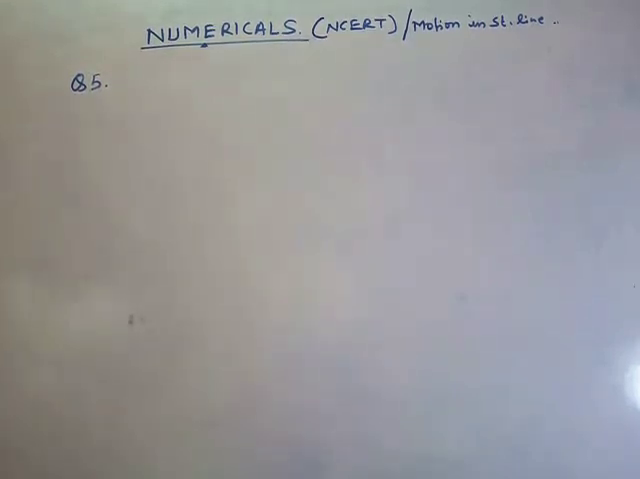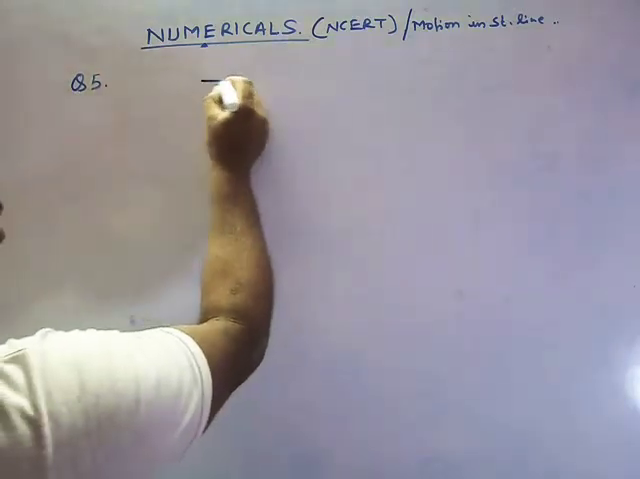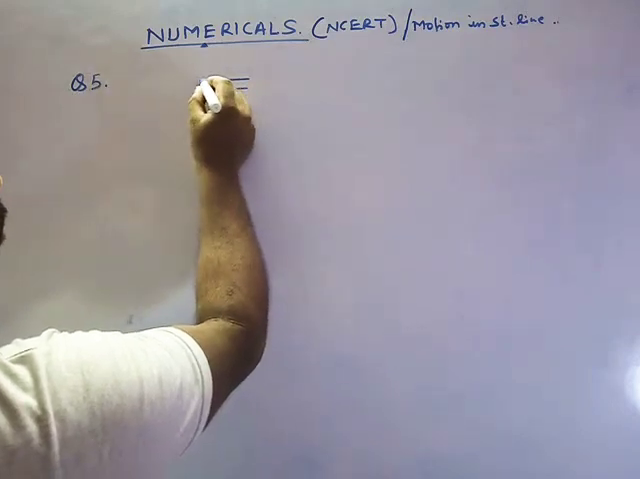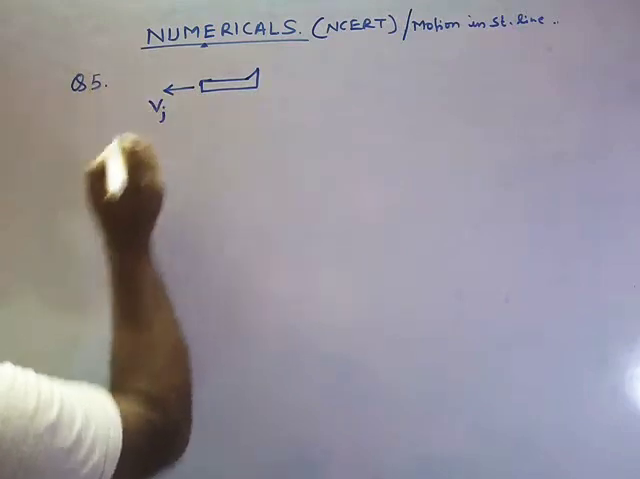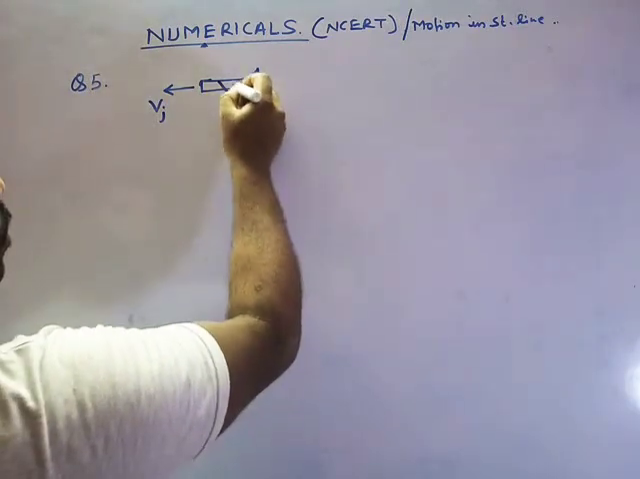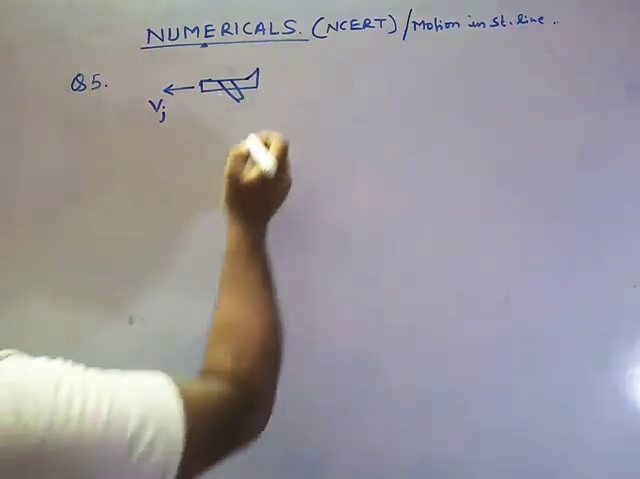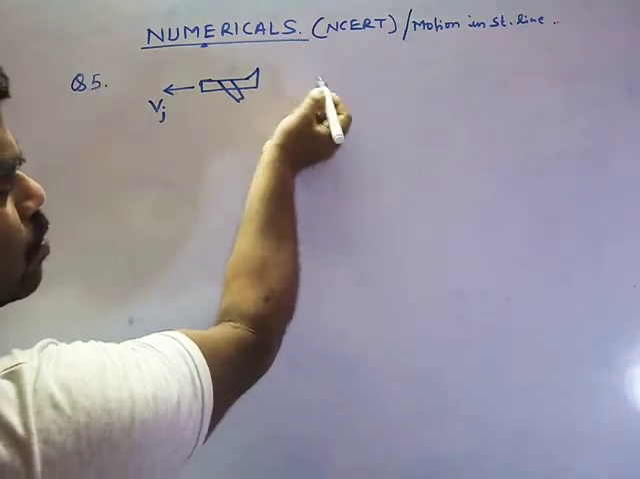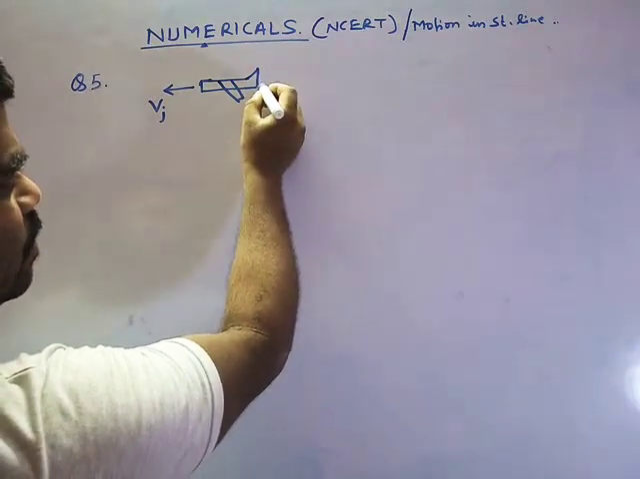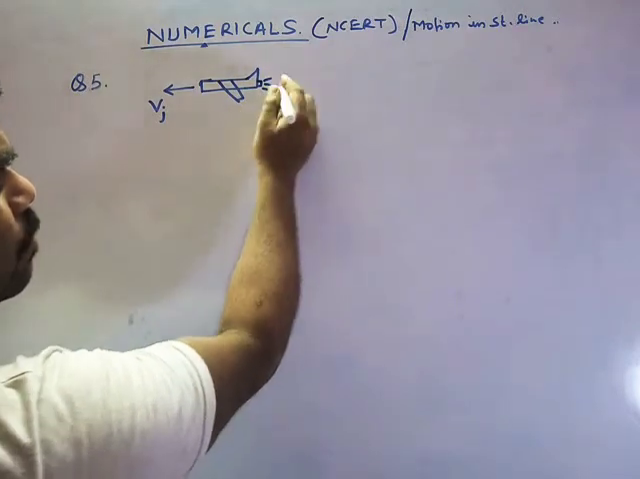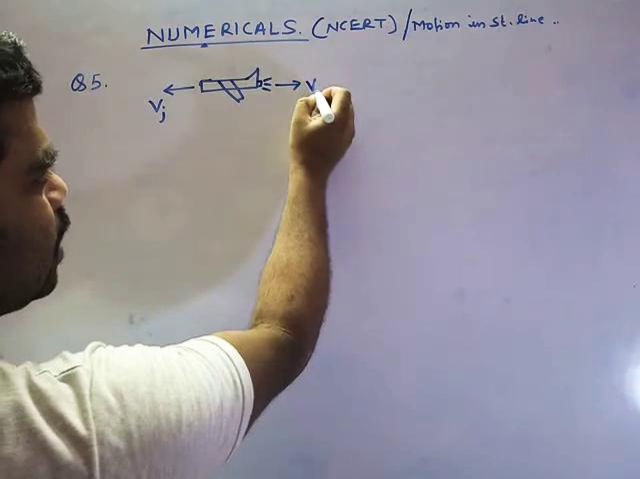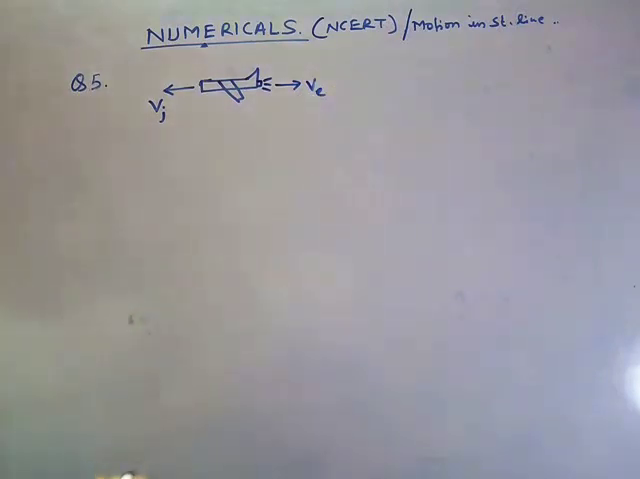Okay, question number 5. You can see this also belongs to the NCERT. The question number 5 is this. This is a plane which is moving in that direction. Suppose it is a jet plane, and let me draw. This is V_J, and it has ejected something, meaning the combustion products of the jet plane are ejected in this direction. Let me say that this is the velocity of the ejection.